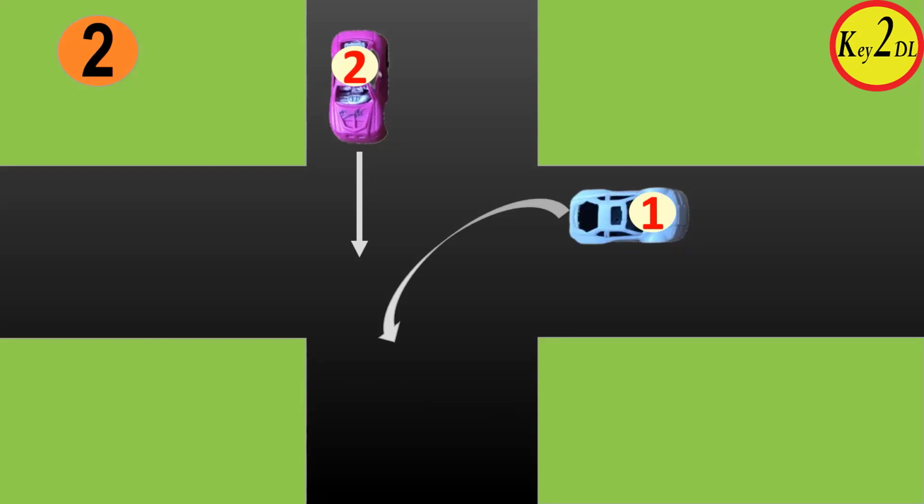Here, what would be the answer? Same, I think. It's 2 and 1. Exactly. So even if it goes to another way or another lane or road, car 2 is still on the right side of car 1. So the answer is the same.